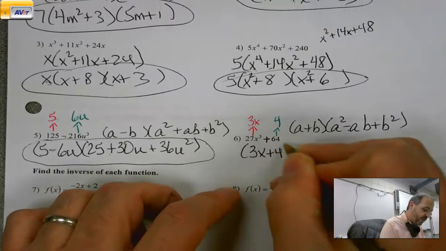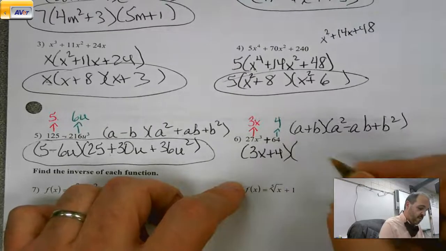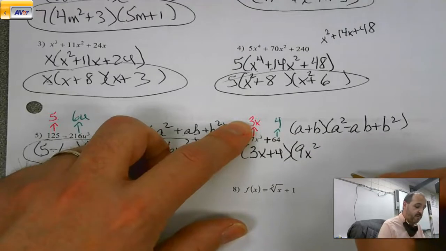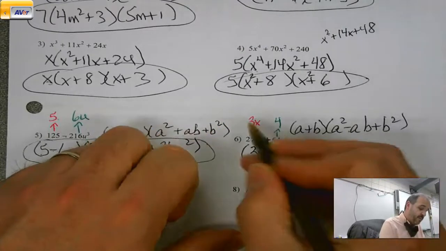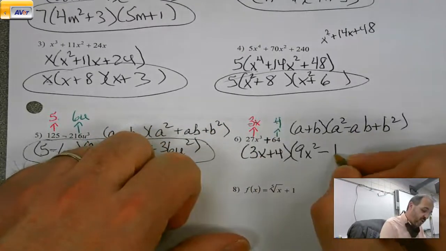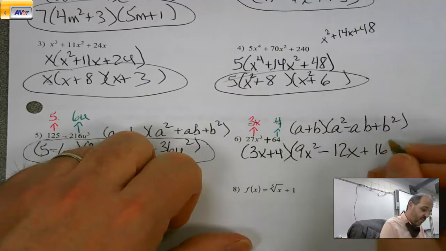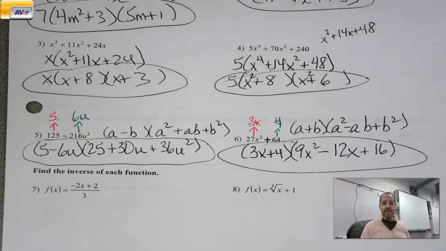First plus second. My first term squared, again, both the 3 and the x, minus the product of my two terms, plus my last term squared. Again, nothing else to do besides the pattern. That's it. Okay?